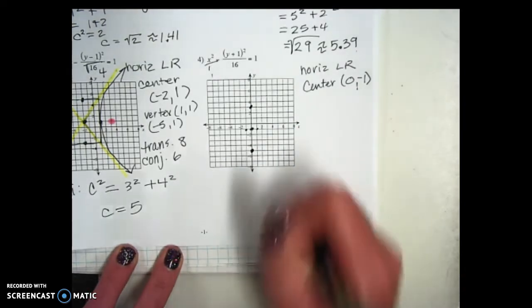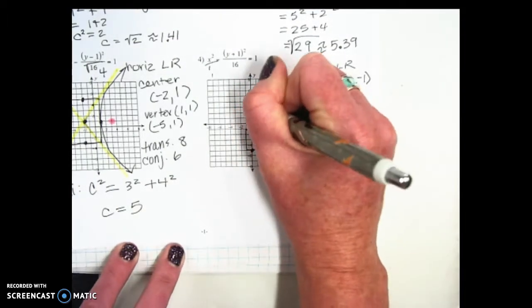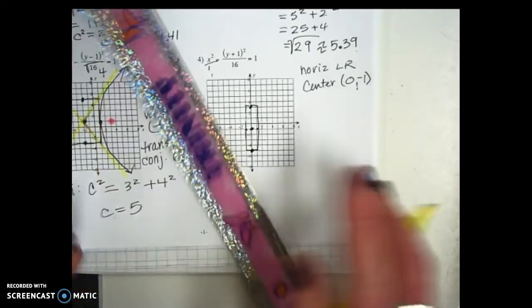This one should be tall and skinny, right? So draw on your rectangle, grab your highlighter, draw in your asymptotes.